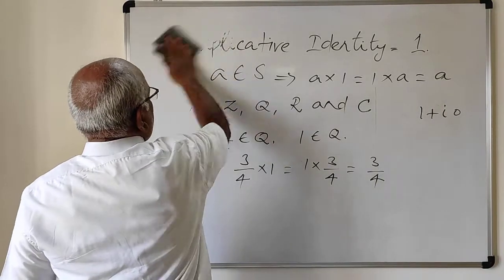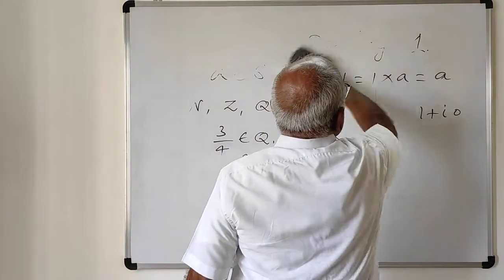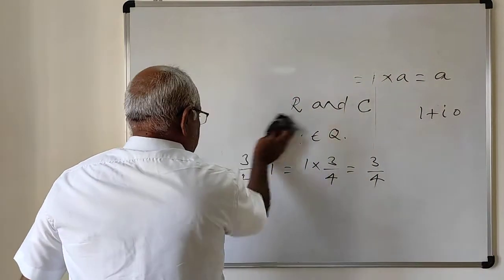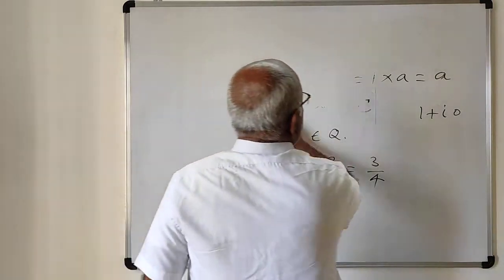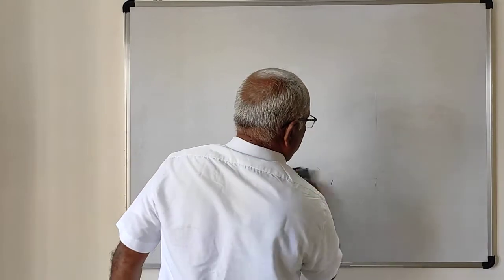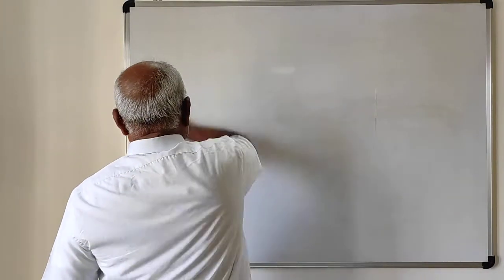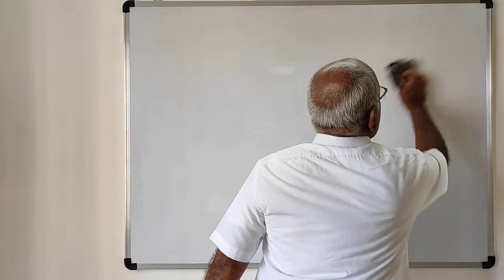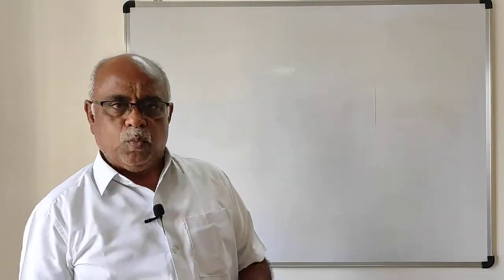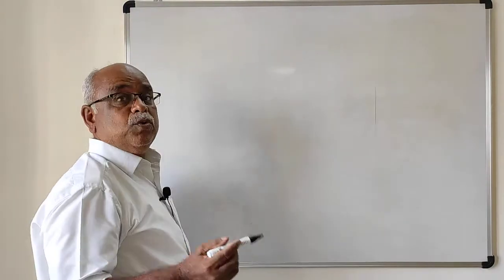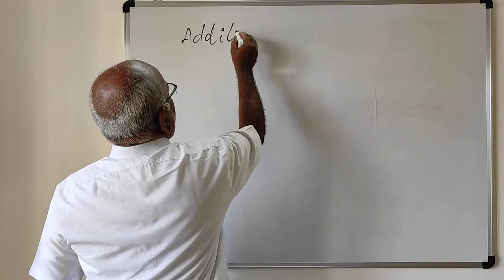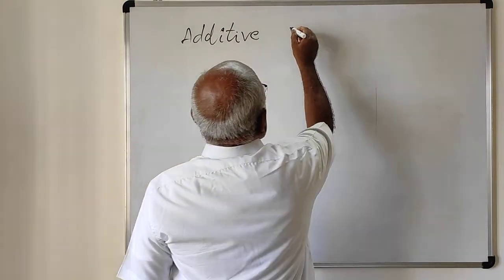Then we will see additive inverse now. Now I am going to define additive inverse. So far we have seen additive identity which is 0, and multiplicative identity which is 1. Now, additive inverse.